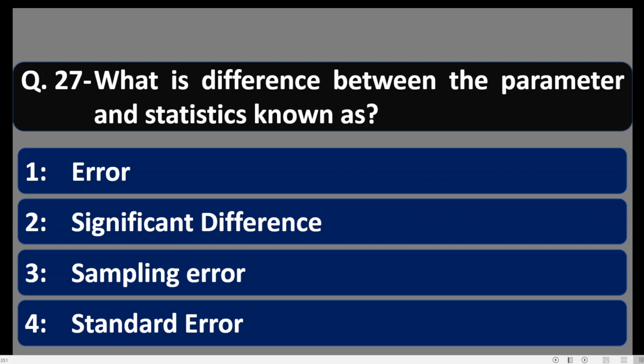Parameter means the statistical results which are obtained by using data collected from the entire population, and statistics mean statistical results obtained by using the data collected from the units of a sample. So a sample is selected from the population, and a difference may be found between the parameter and the statistic. Such a difference is known as sampling error. So option number 3 is correct.